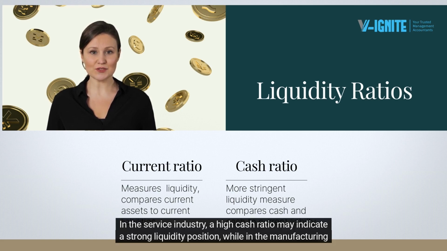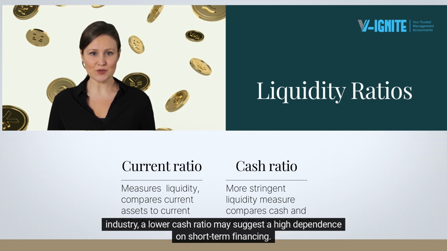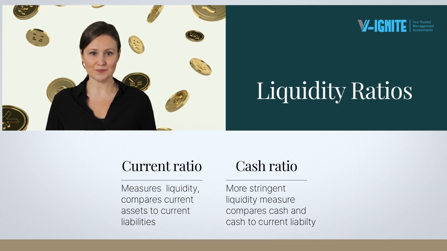In the service industry, a high cash ratio may indicate a strong liquidity position, while in the manufacturing industry, a lower cash ratio may suggest a high dependence on short-term financing.